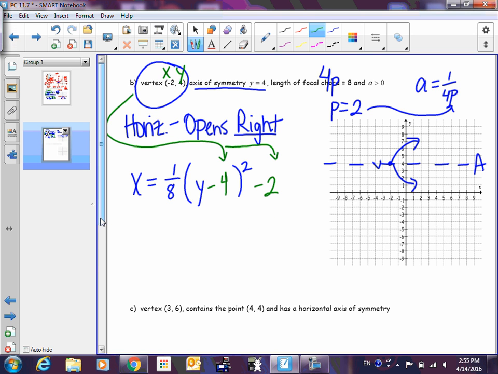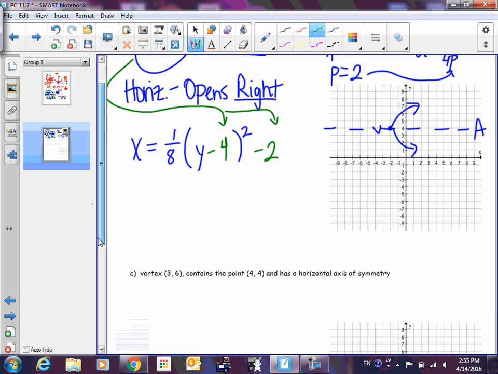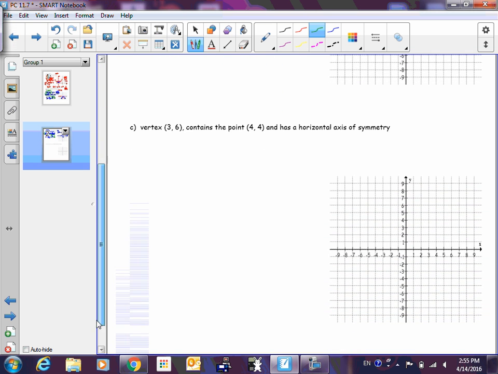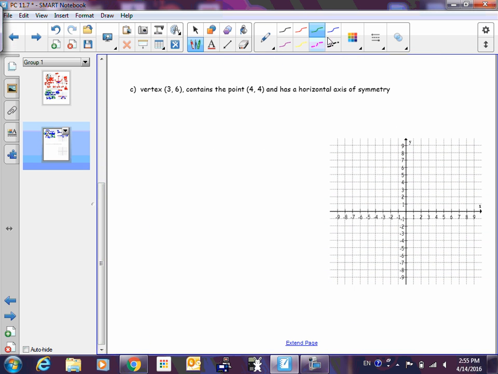All right, I would have you do C on your own, but it kind of poses a new challenge. So let's do this one together, and then you guys are going to have lots of time to do your homework. Okay, vertex (3, 6). Let's plot it. This alone does not tell me which direction, up, down, left, or right. I have to read into this more. Okay, it contains the point (4, 4).